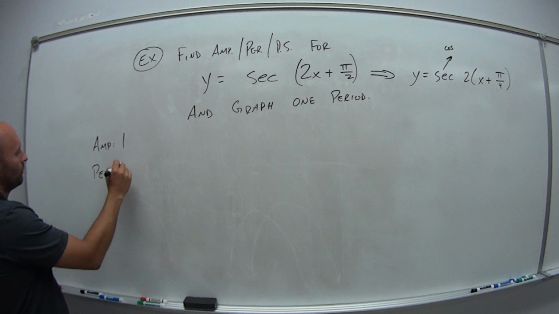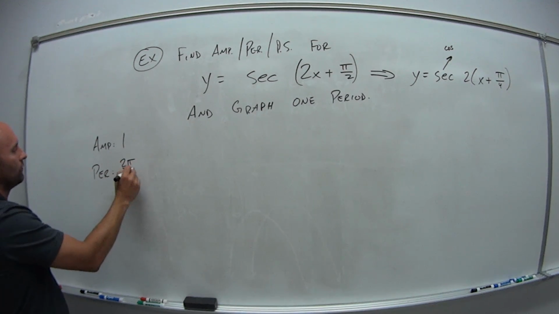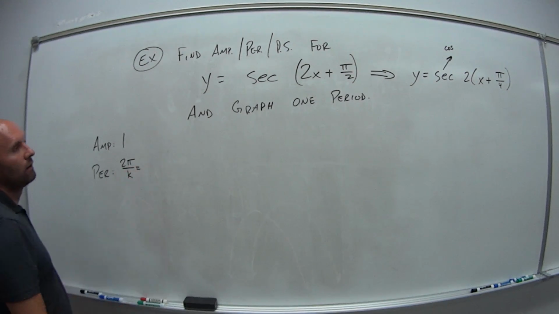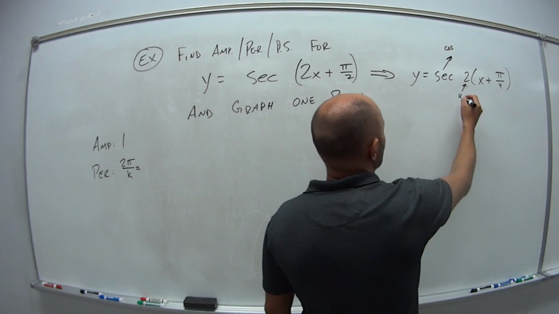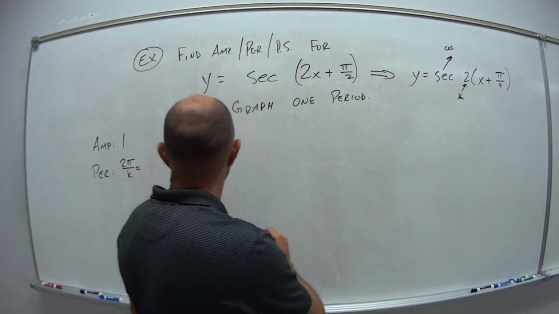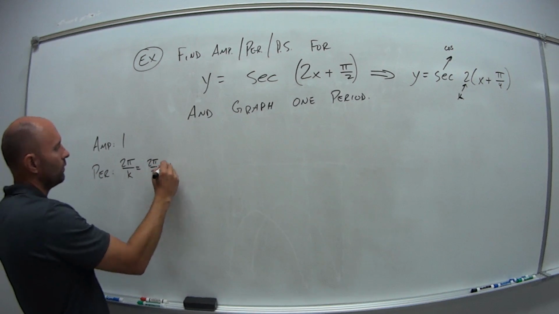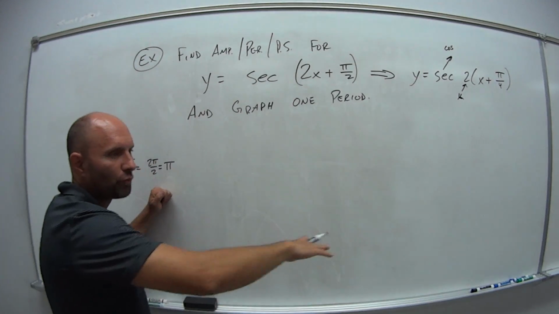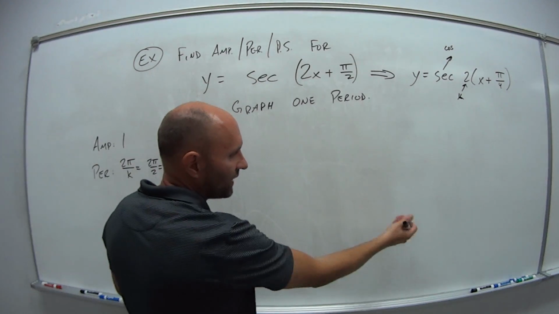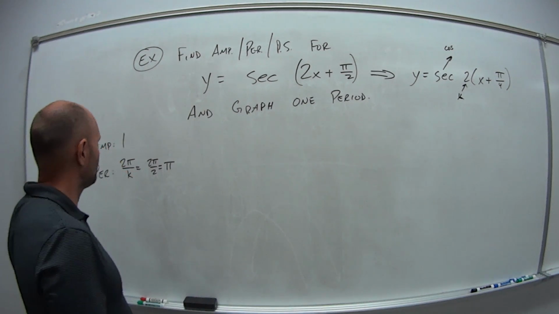Period. Well, period, because it's secant, it's related to cosine, it's 2 pi over k. What is my k? Well, it's right here. It's 2. So it's 2 pi over 2, which is just pi. So this tells me that when I do my first row of calculations, the last value I should have is pi if I've done everything right to that point.